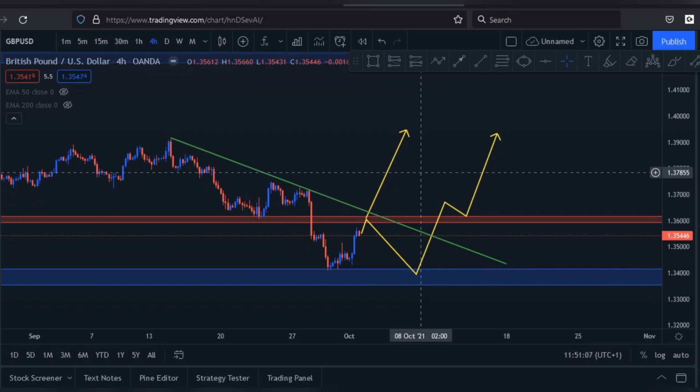I am going to be bullish on GBP USD. I'm looking for buy trades, but these areas are key areas that I'll be looking out for and looking to take my buy opportunities.